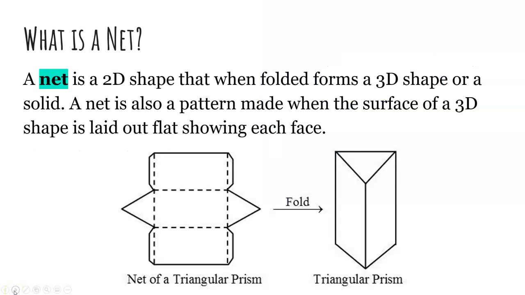To begin, we have to determine what a net is. A net is a 2D shape that when folded forms a 3D shape or a solid. A net is also a pattern made when the surface of a 3D shape is laid out flat, showing each face.